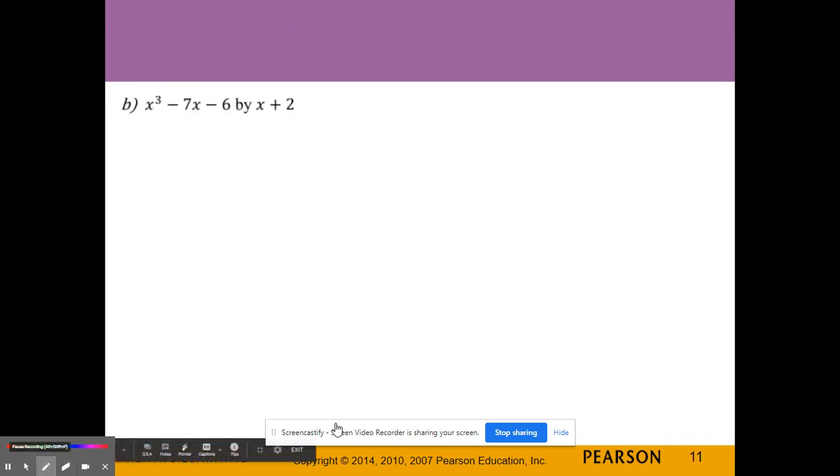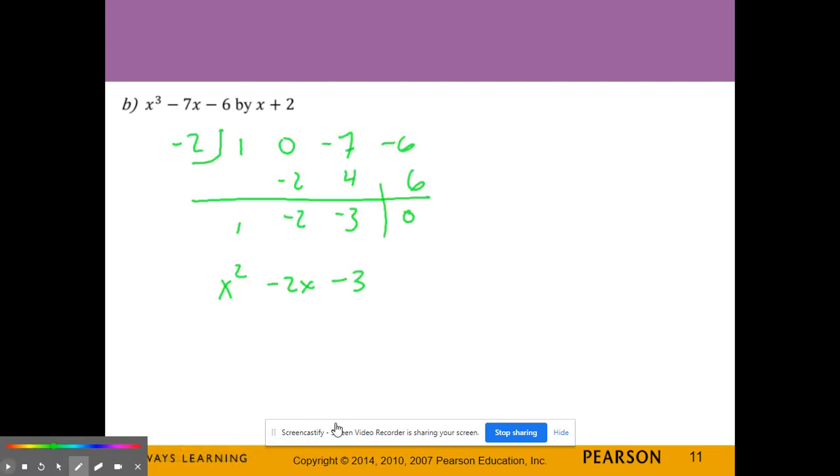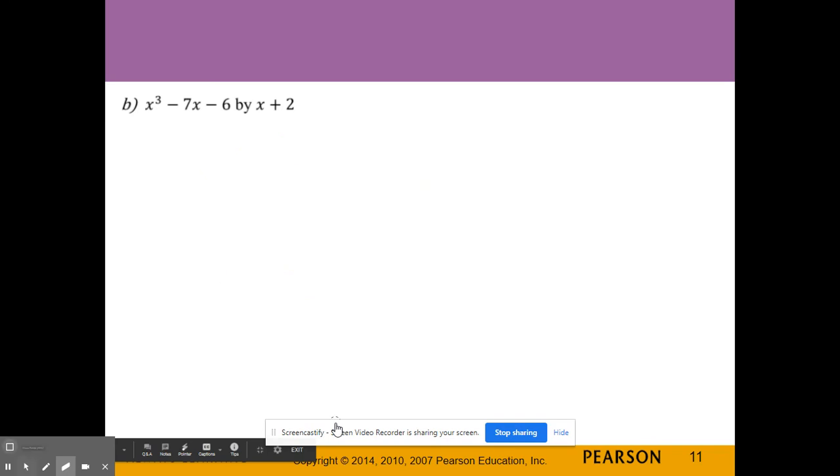Now you try it, pause it, try it, and then come back and check your answer. So this one actually worked out with no remainder. So it's just x squared minus 2x minus 3. Let's take a look at the next thing.